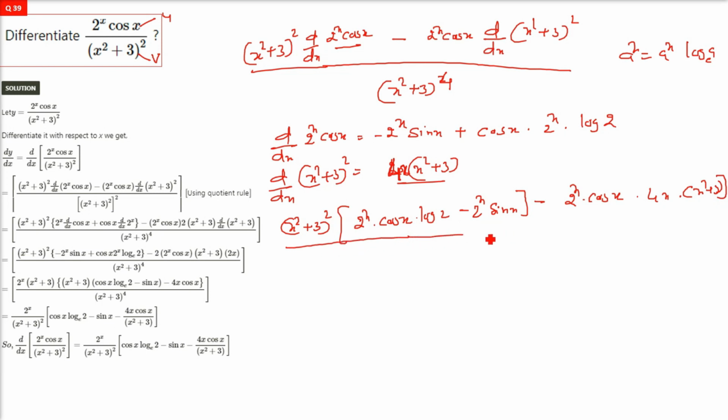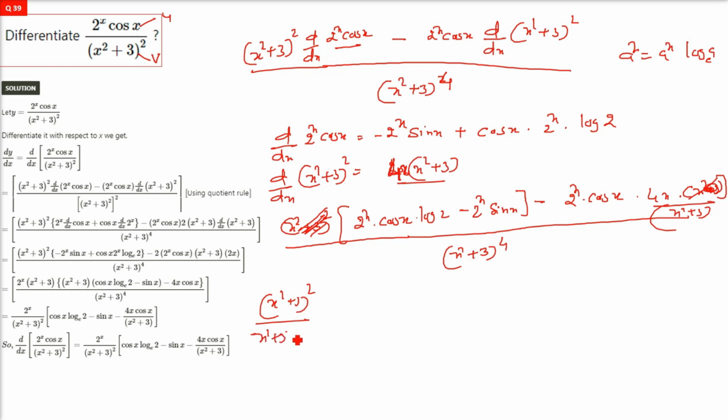So now in the denominator you have (x² + 3)⁴. So I am now taking (x² + 3)² common from the two terms above. Since there is only one (x² + 3) in the second term, if I take (x² + 3)² common, I have to divide it by (x² + 3), because the first term has (x² + 3)² and the second term has only one (x² + 3). So (x² + 3)⁴, 2 gets cancelled, so it will be 1 by (x² + 3)².